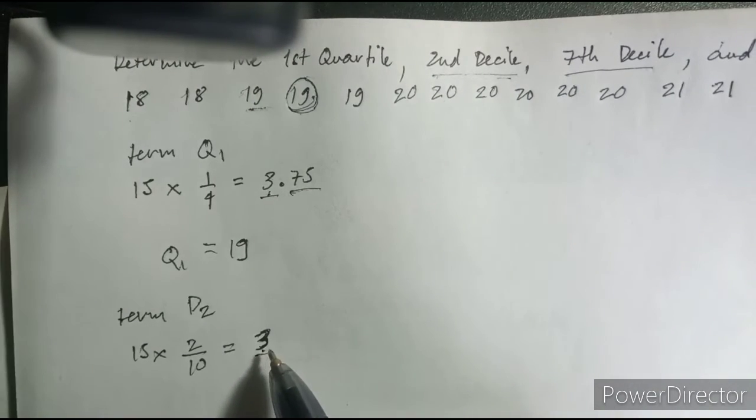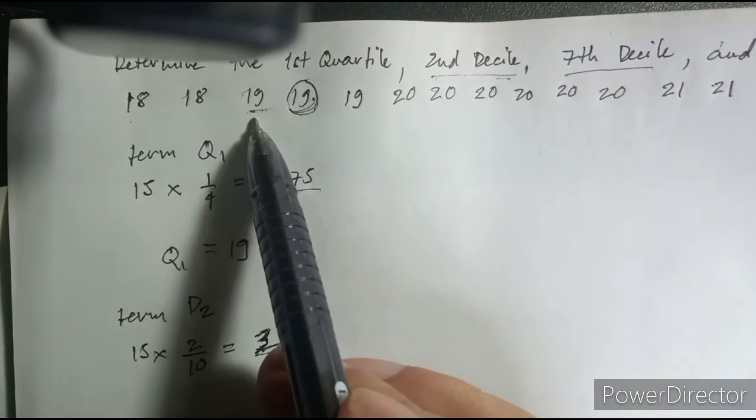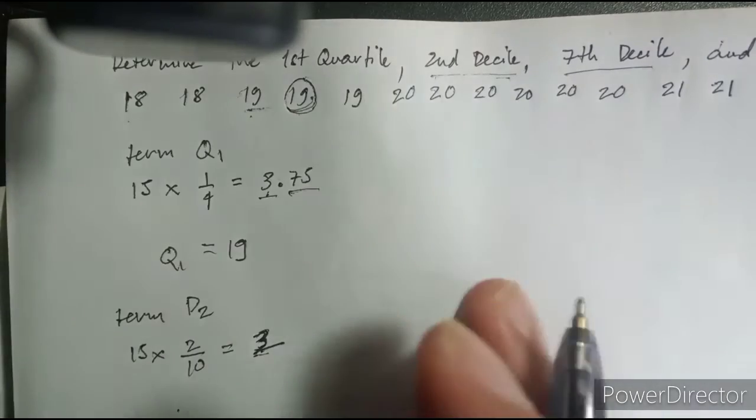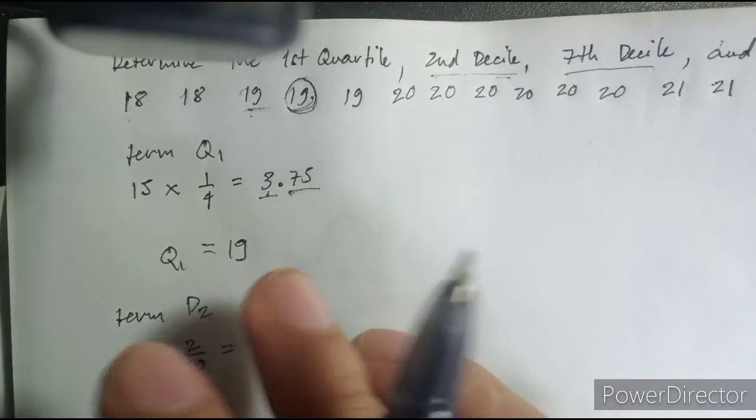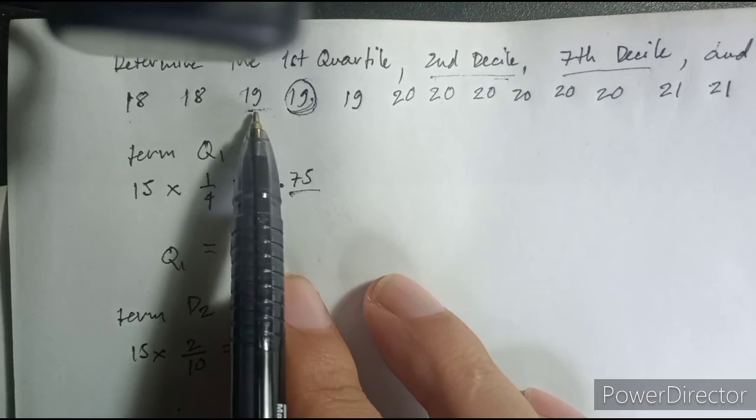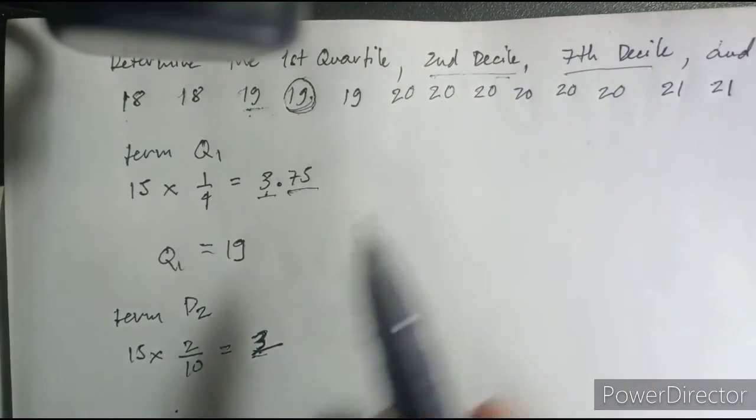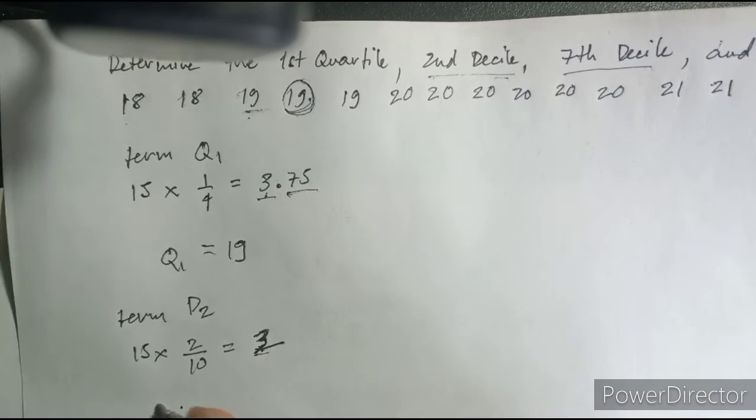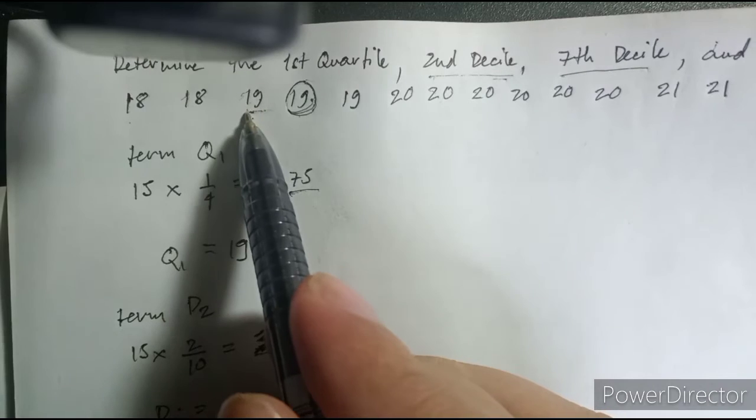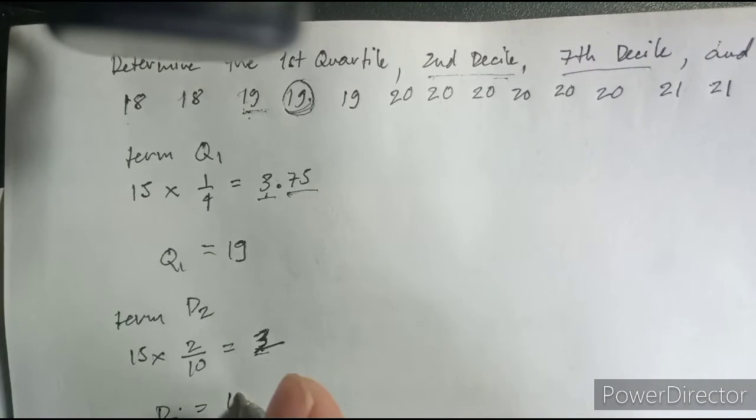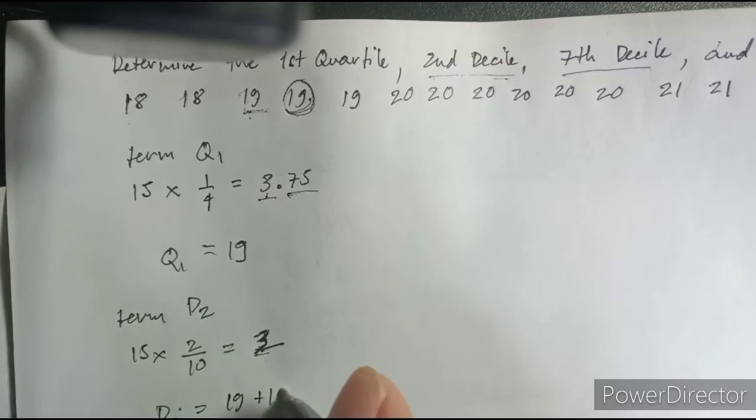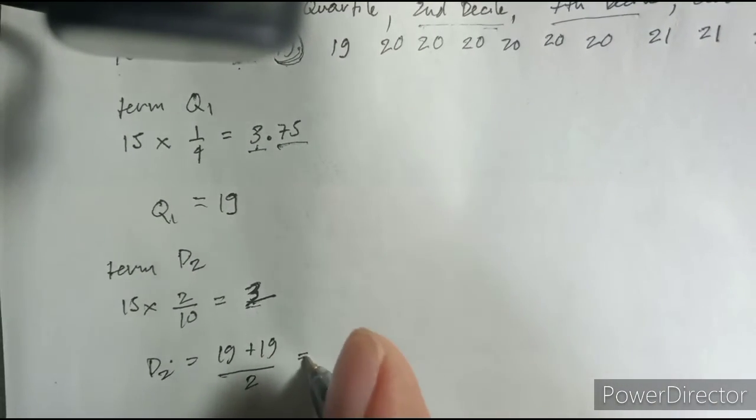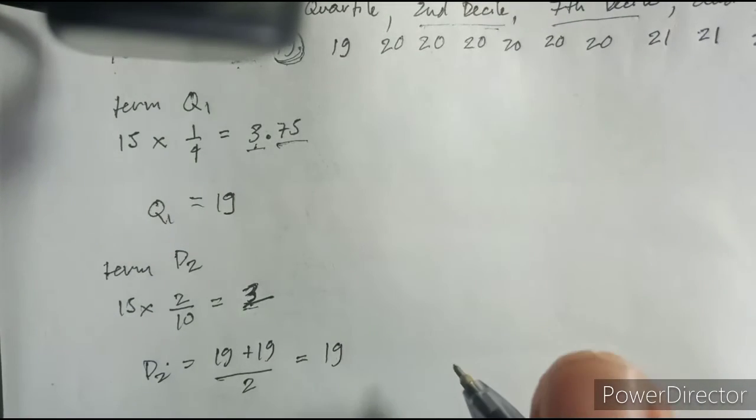However, since this is an exact value, we are going to add the next term, then divide by 2. So we simply determine the average of the given term and the next, the average between the two. So the second decile will be equal to, the third term is 19, the next one is 19, then we divide by 2. So it's 19 also.